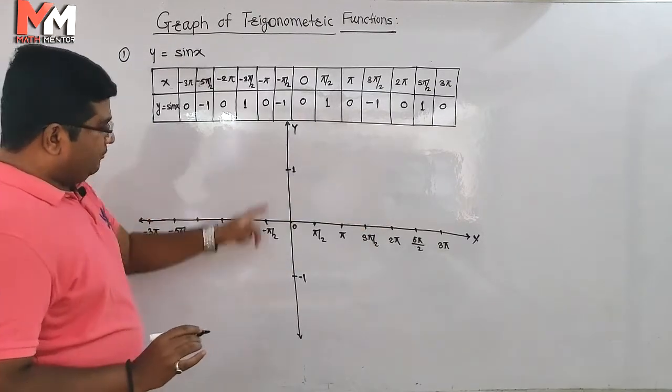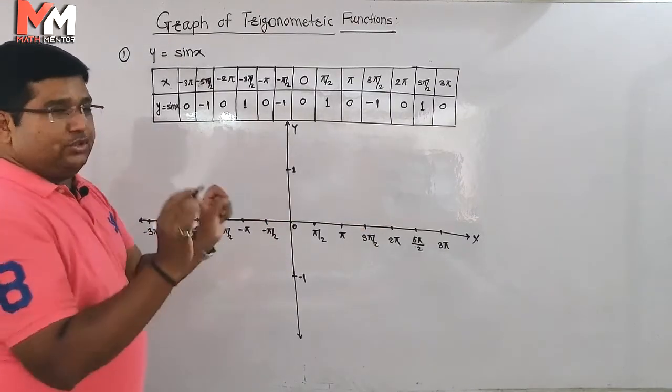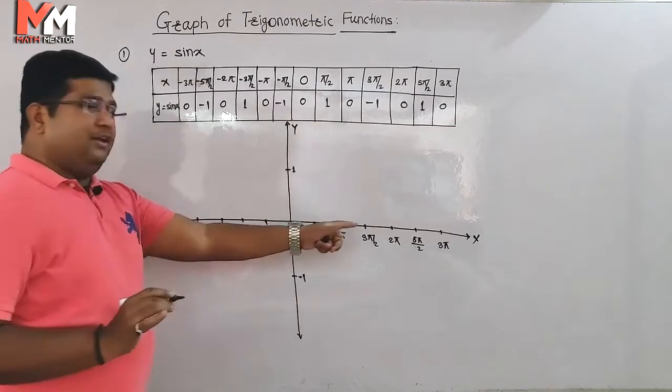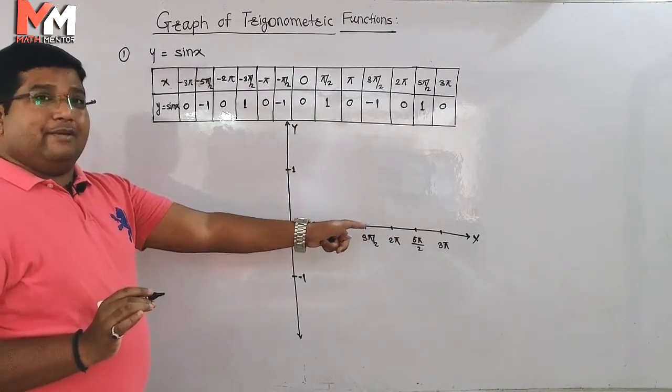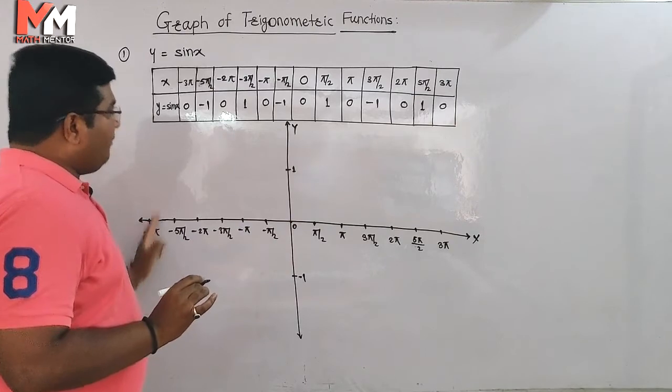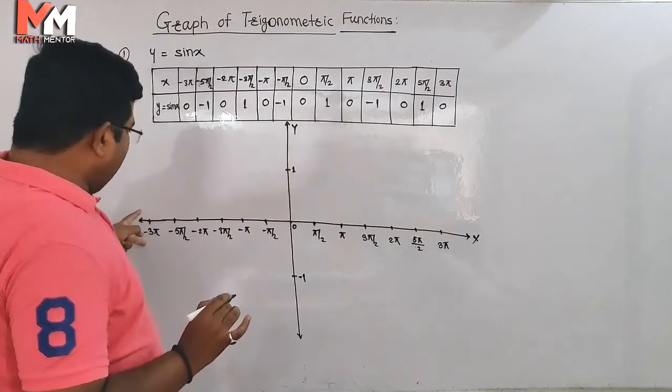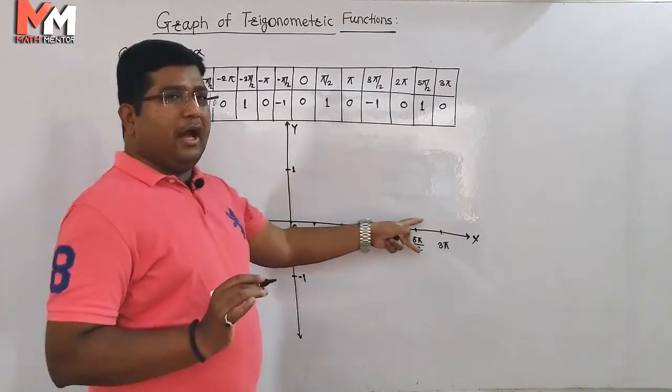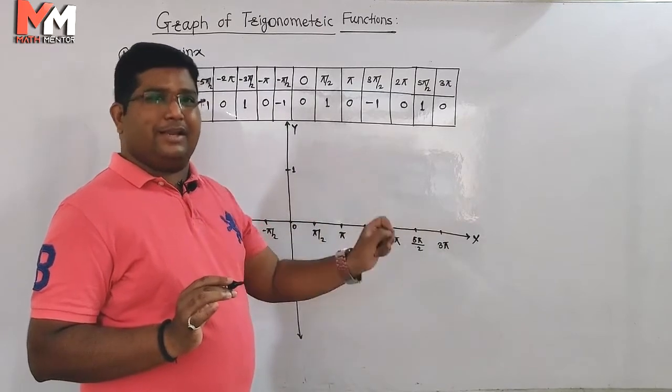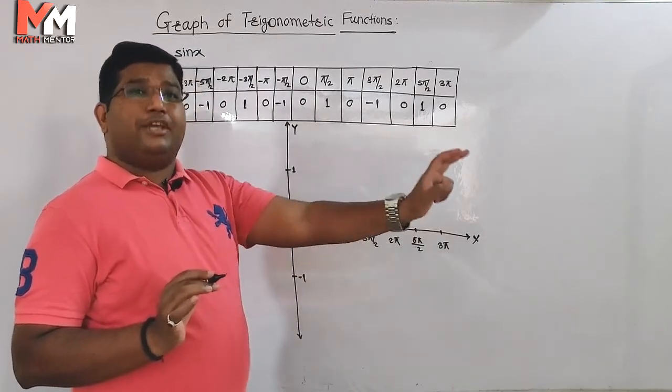So range is minus 1 to plus 1 in the closed interval, and domain is the real numbers. So when we are talking about trigonometric functions, these angles measured in radian are considered as real numbers, the same real numbers.